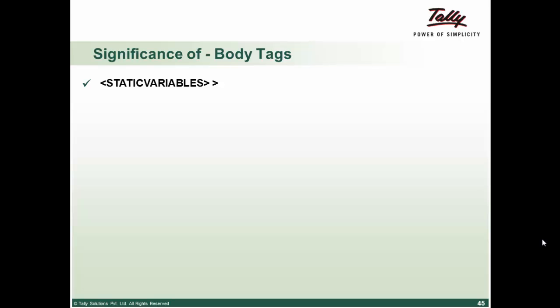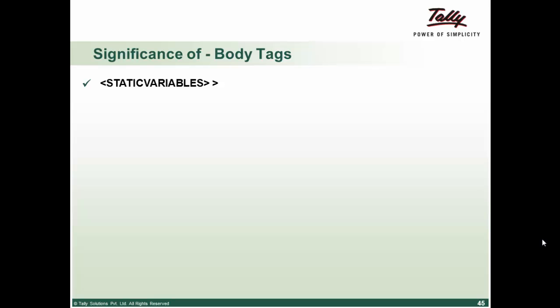We will just discuss a few tags in the description tag under the body tag. So let's not get confused. On the top we have the envelope tag, which has header and body. Now we're discussing the body tag. Again, the body tag has two sections, the description section and the data section. Right now we're discussing the description section.